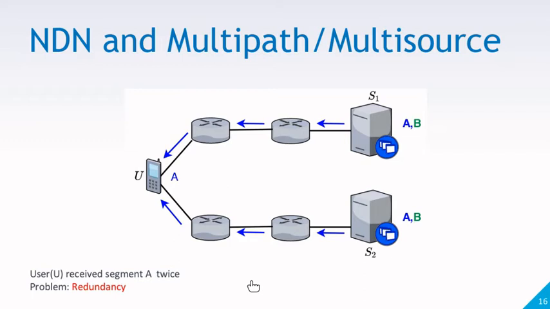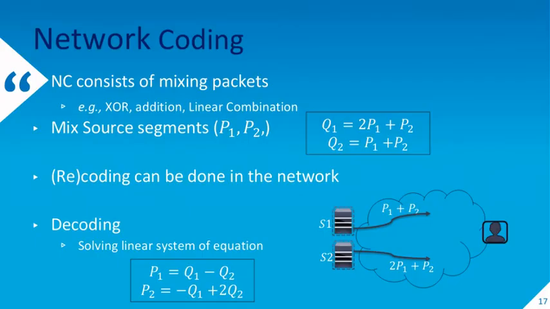A good solution to benefit from the multipath property is network coding. Just for a brief introduction, network coding is a paradigm that allows combining packets in the network. Packets can be combined in many ways. They can be XORed, can be added, or the nodes can perform linear combinations. Coding and recoding is allowed throughout the network, and decoding is easy. It's usually performed by solving a linear system of equations. Once a node has received enough coded packets to perform the inverse operation, it can decode to recover the original segments.